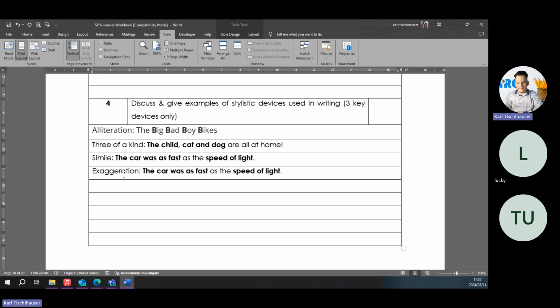Which is a technique. Exaggeration is also known as hyperbole. Okay. There's another one. This one's difficult to spell, easy to say. It's onomatopoeia.